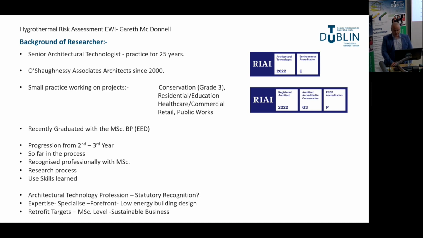I decided to progress from year 2 to year 3 for a number of reasons. The first was that I'd come so far in the process, I felt it necessary to complete the course and be recognised professionally as having an MSc in Building Performance, Energy Efficiency and Design. I was also intrigued by the research process, how it worked, and wanted to use some of the skills learned throughout the 3 years to investigate an important topic in low energy building design.